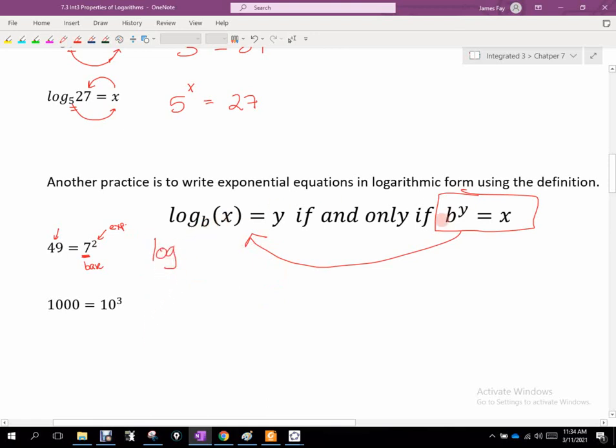This b, which we said was our base, ends up being the b that goes right there. So for us, we said the base was 7. The exponent, which over here is y, when we change it into this format, becomes that y. So our exponent right now is 2, so 2 should go there. And the x that was over here, the thing that is all by itself, which in our problem was 49, becomes that right there in the logarithm. So we'll put 49 right there.